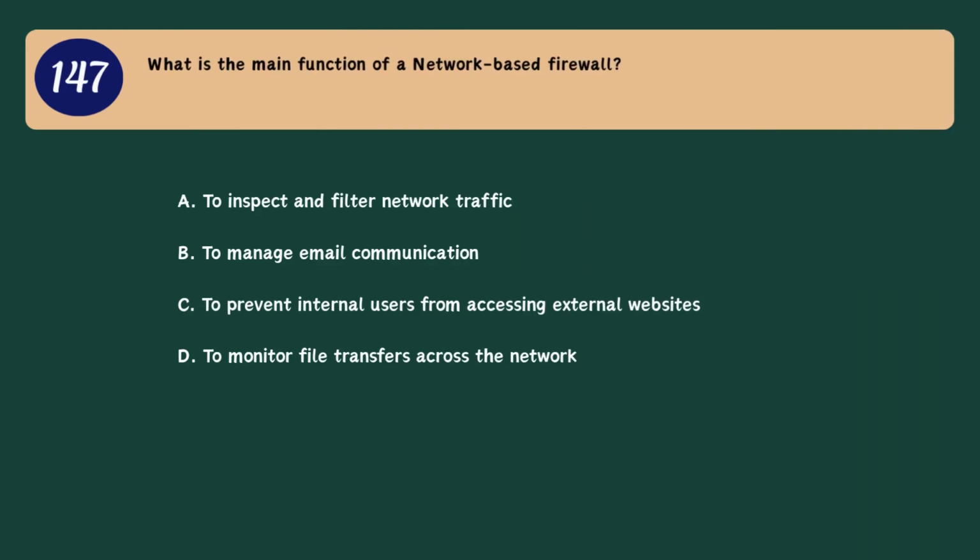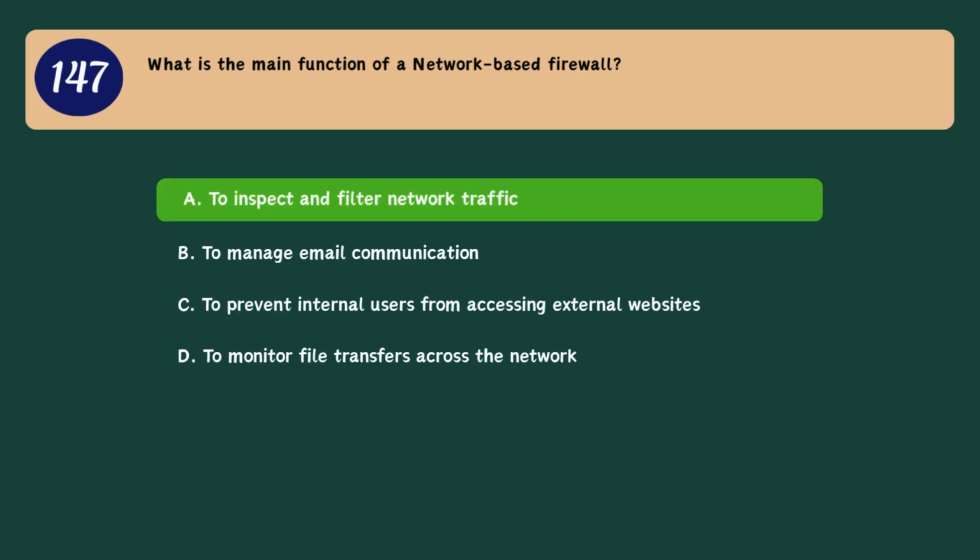Question 147. What is the main function of a network-based firewall? A. To inspect and filter network traffic. B. To manage email communication. C. To prevent internal users from accessing external websites. D. To monitor file transfers across the network. Correct answer. A. To inspect and filter network traffic.